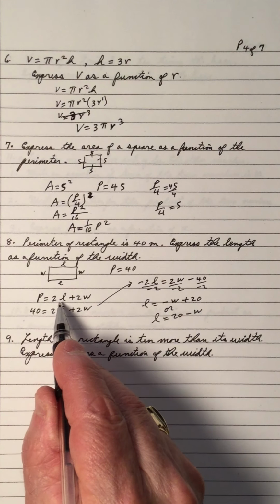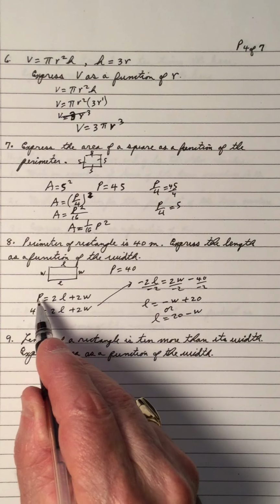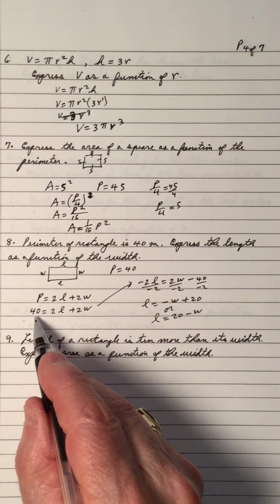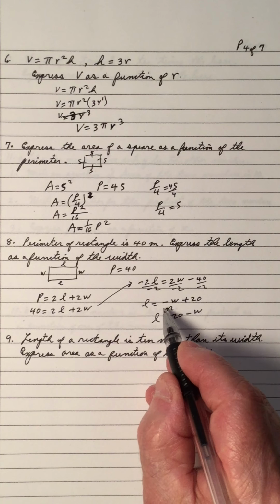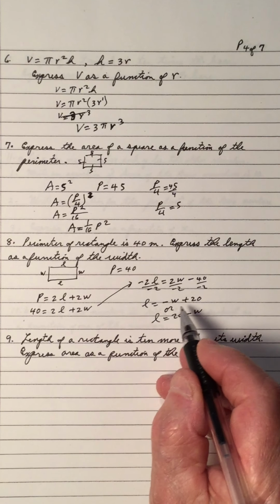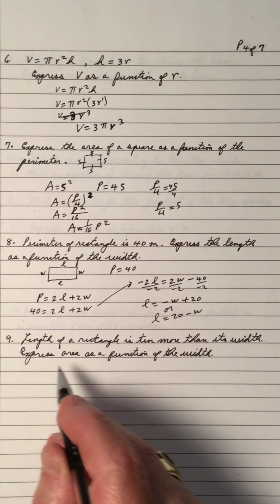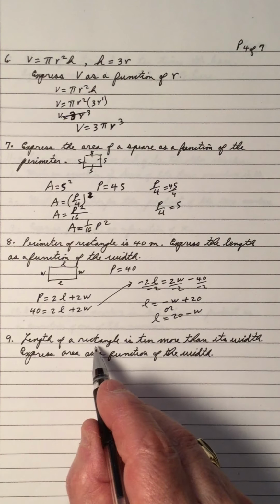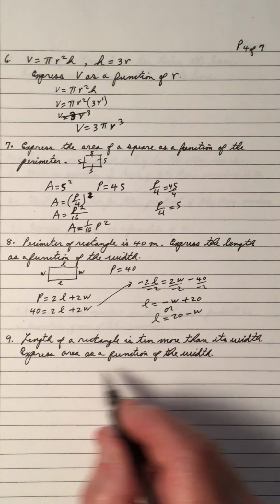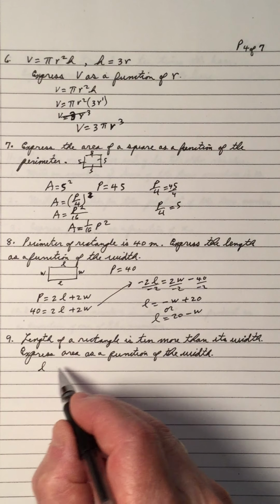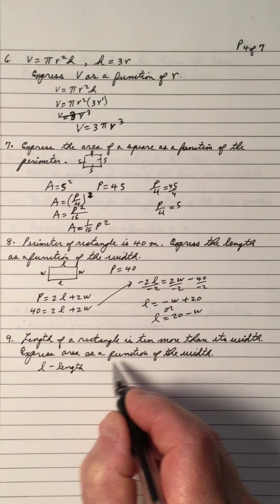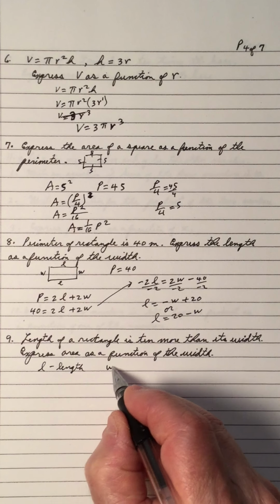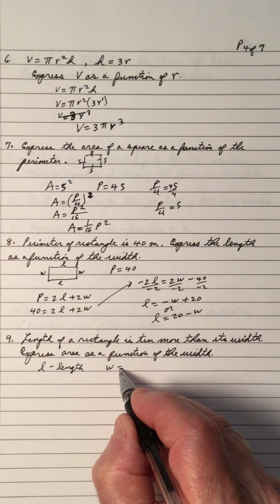Whatever way you want to write it, your choice. Again, perimeter is a function of the length and the width. Replace the P with 40 because it's given. And now we can solve this for L. So the length is a function of the width. The length is on the left, the width is on the right. Number 9, the length of a rectangle is 10 more than the width. The length, again, we let L be the length, and we let W be the width.